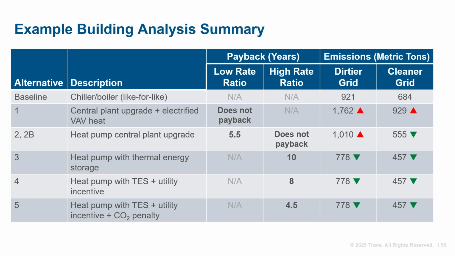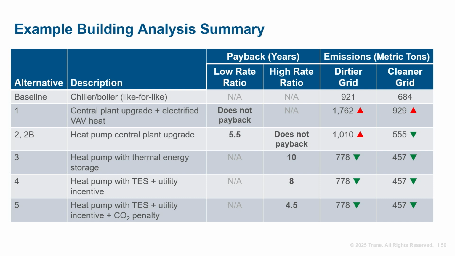Next, replacing the chiller and boiler with air-to-water heat pumps with the same utility rate did pay off in alternative 2, about 5.5 years. However, with a higher rate ratio driven by high demand costs, it no longer paid off. This solution resulted in higher emissions on a dirty grid, but slightly lower emissions on a clean grid. So, in alternative 3, we looked at adding thermal energy storage. This paid off in about 10 years and resulted in lower emissions on both the dirty and clean grid. Adding a utility incentive brought the payback forward to 8 years.